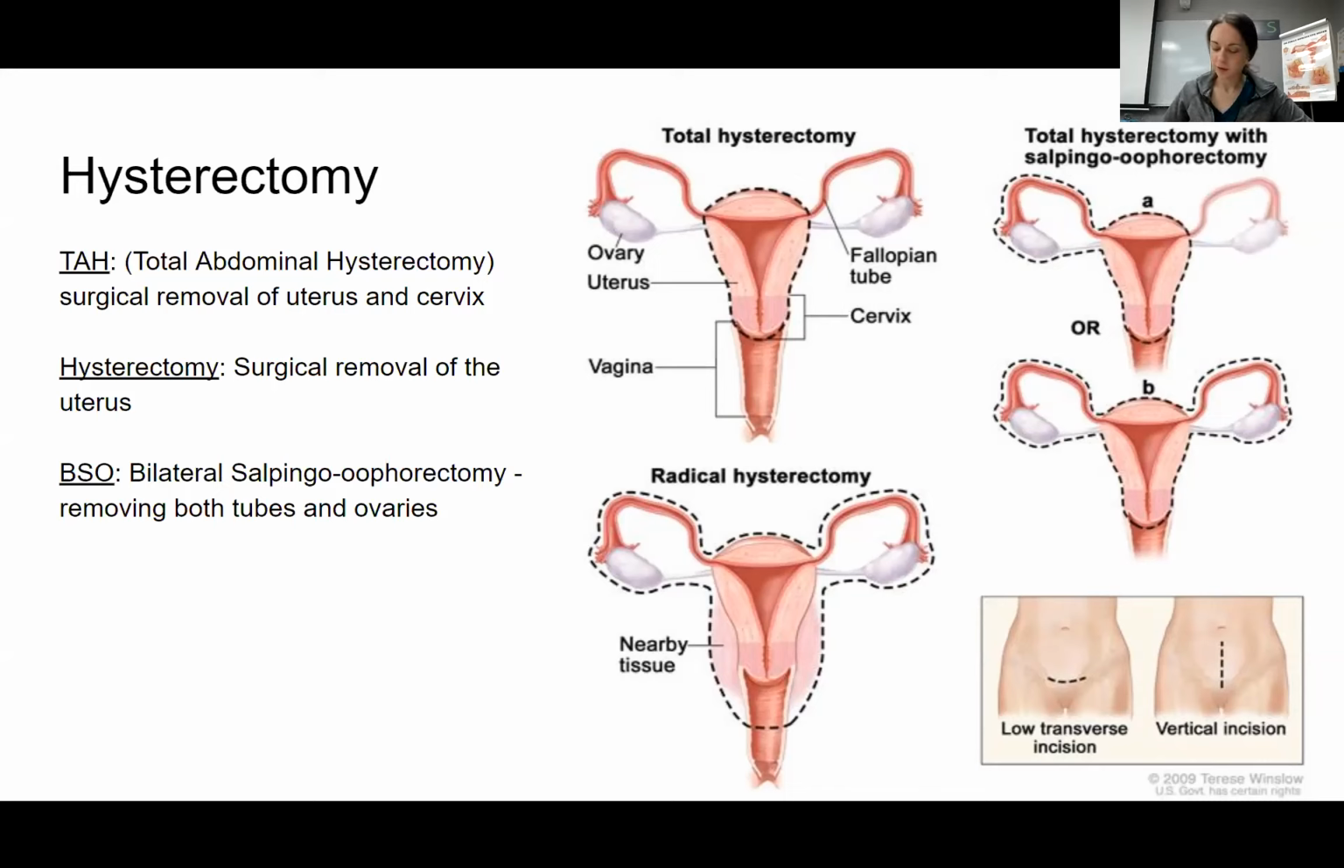Okay, this one actually has great pictures of what it's going to look like when they cut the ligaments and step by step of what they're doing. So look at 563, TAH, total abdominal hysterectomy. Look at letter B, division of the round ligament. So that's one of the big cuts that they're making. They're cutting that round ligament.